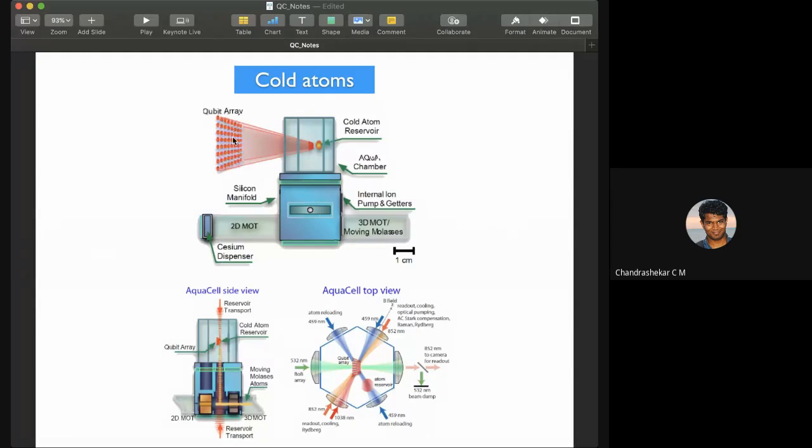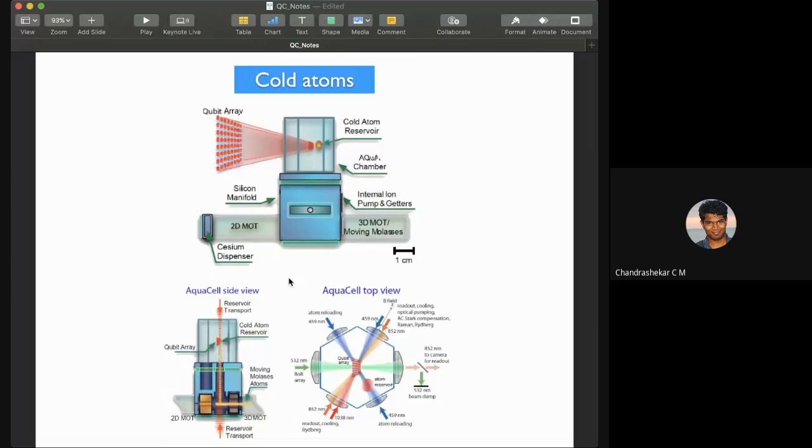So you can have an array of qubits. You can have a cold atom reservoir in a vacuum chamber, and then you can use some laser pulses to control each atom independently and change the states of them. Say this is 0, this is 1, or you can make them interact. In fact, people can even take atoms from this point to that point, bring them closer together and take them apart and do some operations.